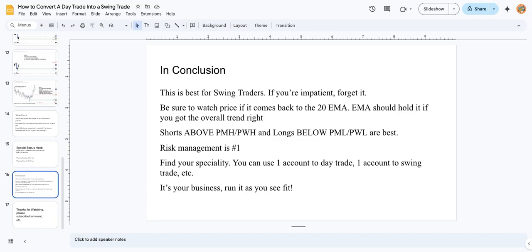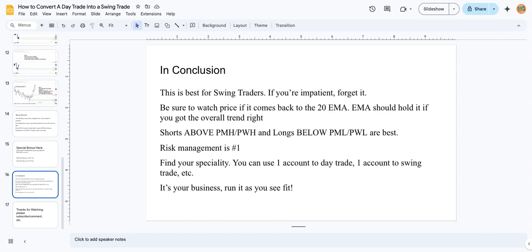So in conclusion, this is best for swing traders. If you're an impatient person, don't try this. It won't work. Just stick to the candle range theory. You'll get your profits faster and you won't have to wait that long. Be sure to watch if price comes back to the 20 EMA. Generally speaking, the 20 EMA, that blue line on the chart, should hold price if you got the overall trend right. It may retrace to it some, but ultimately it should bounce off of it. It won't stay above it or below it too long if you got the direction right.